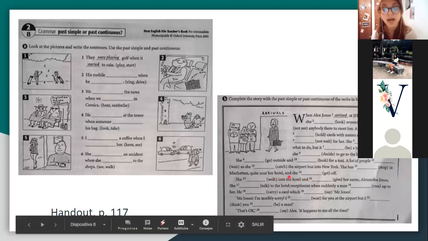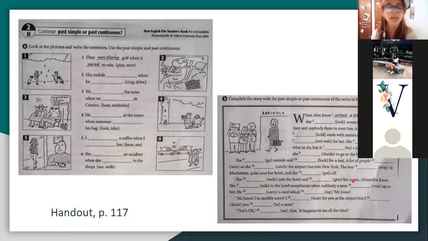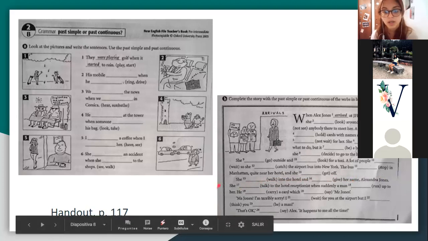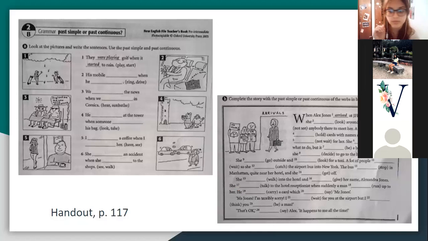Do you think, and her name? Alexandra Jones. Yeah, she walked into the hotel and gave her name, Alexandra Jones. She was talking to the hotel receptionist when suddenly a man ran up to her. Ran, with an A. He was carrying a card which said Mr. Jones.